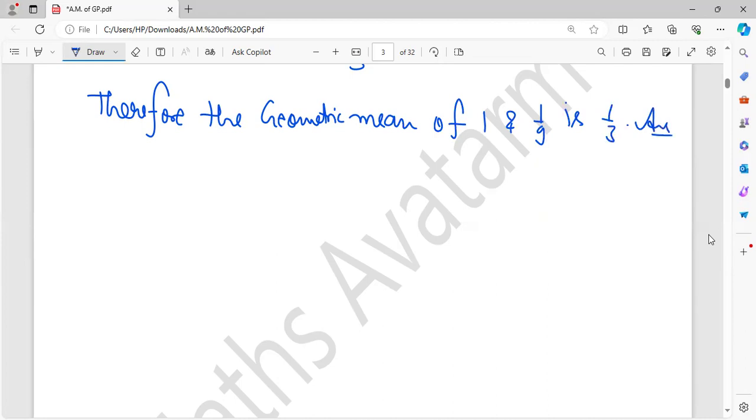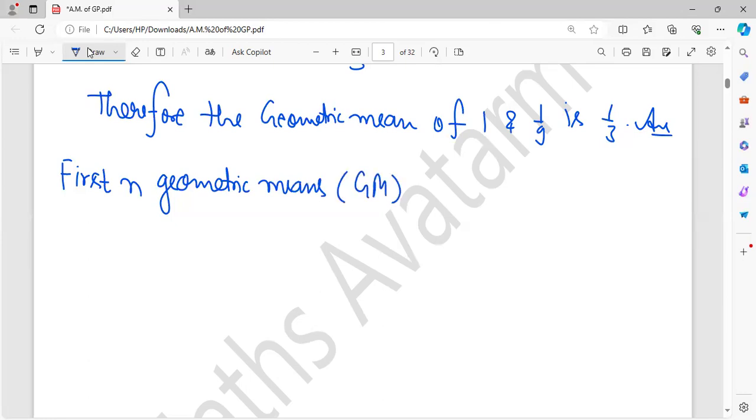Now, I want to find n geometric means between A and B. So I'm writing n geometric means, or GM, between A and B. How to find?